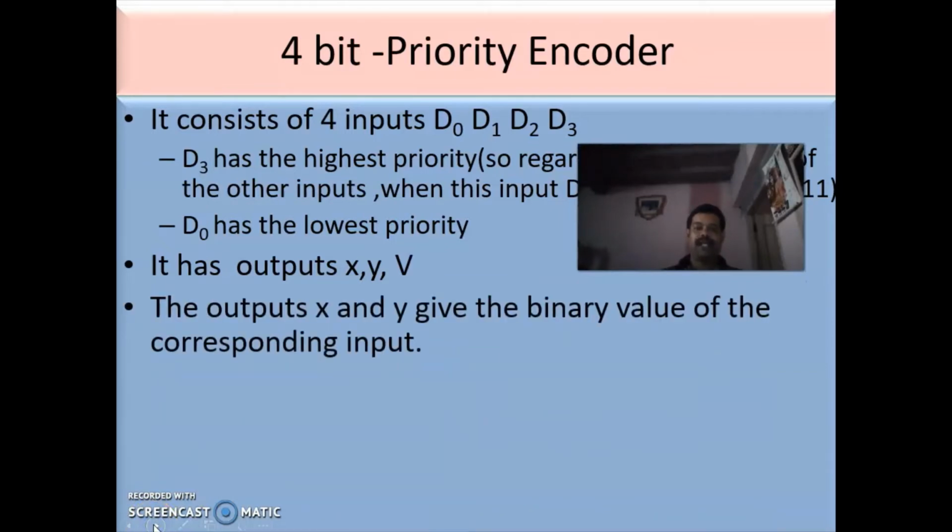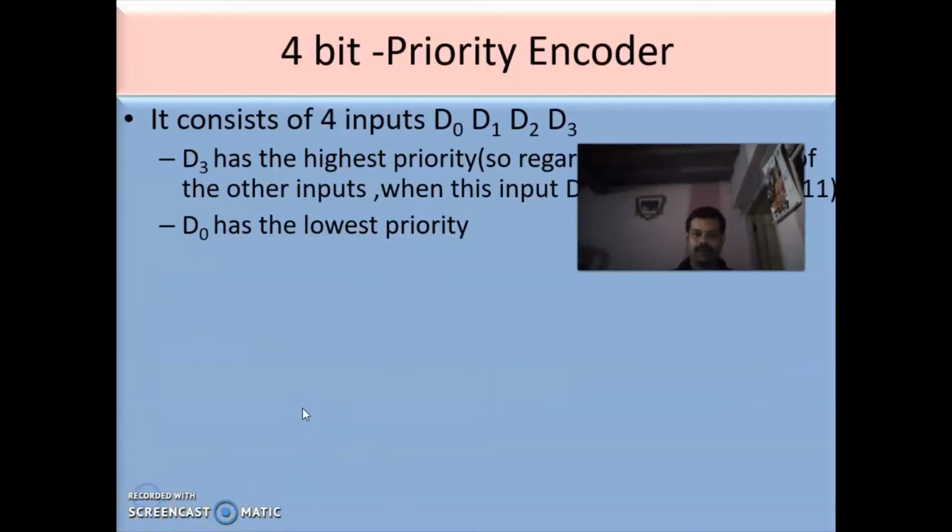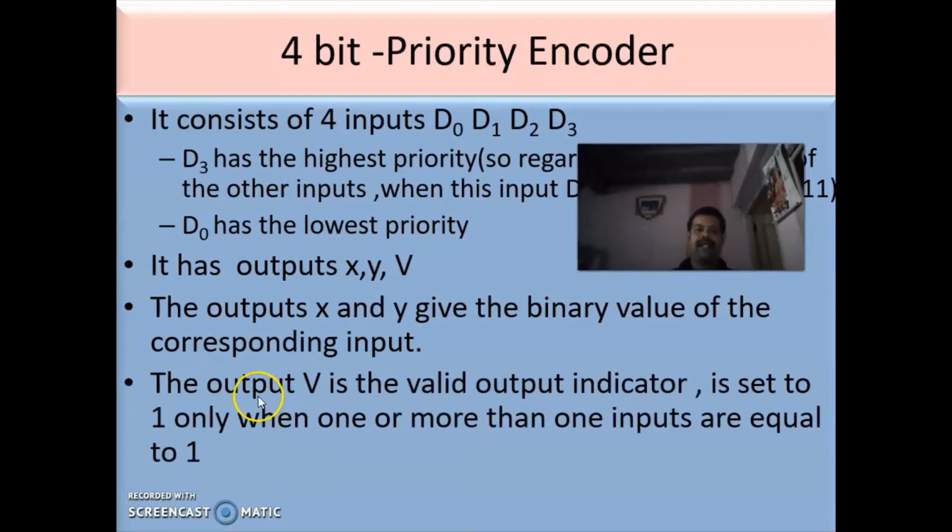The outputs X and Y give the binary value of the corresponding input. The output V is a valid output indicator. It is set to 1 only when one or more than one input is equal to 1. So when one or more than one input is 1, the value of V is 1.